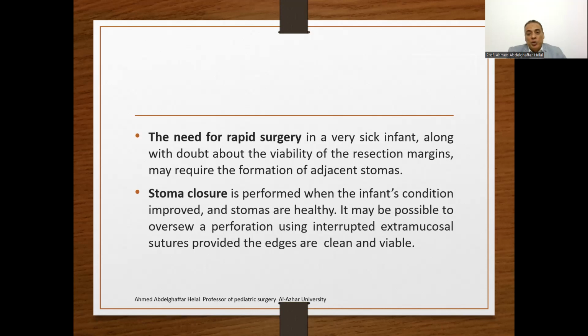Stoma closure is performed when the infant's condition improves and the stoma is healthy. It may be possible to oversew the perforation using interrupted extramucosal sutures, provided the edges are clean and viable. You can oversew the perforation if the edges are clean and viable.